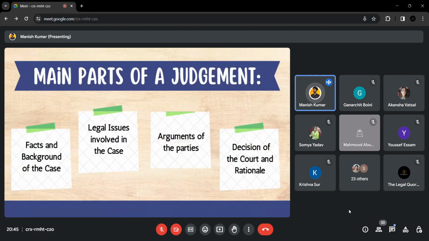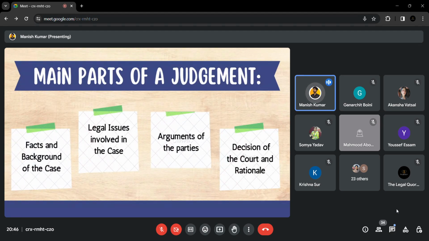Now, there are four main parts of any judgment. Firstly, the facts and the background of the case. Facts are nothing but the happenings which persuaded a party to go to the court. Like there must have happened something so that the party approached the court, right? That is the fact and background of the case.